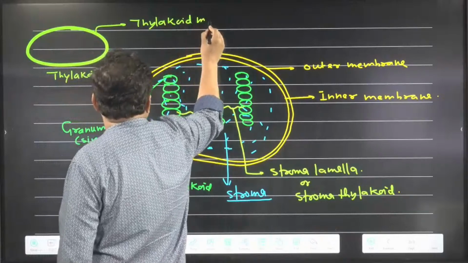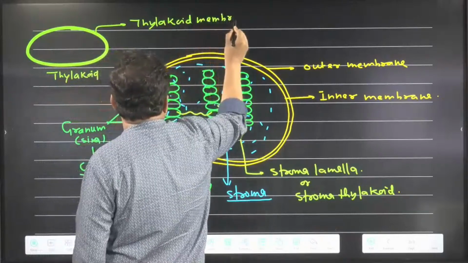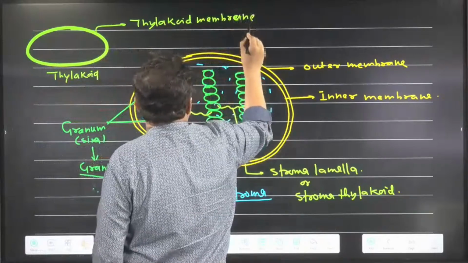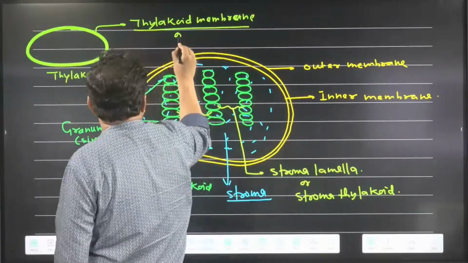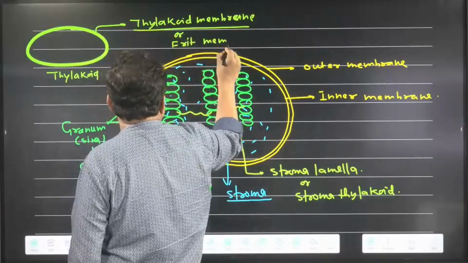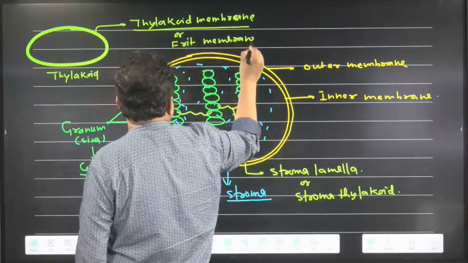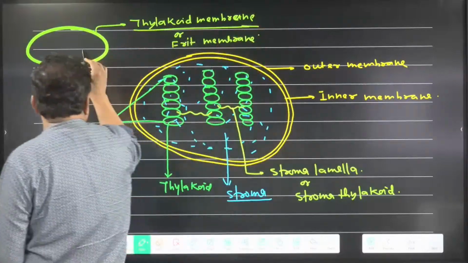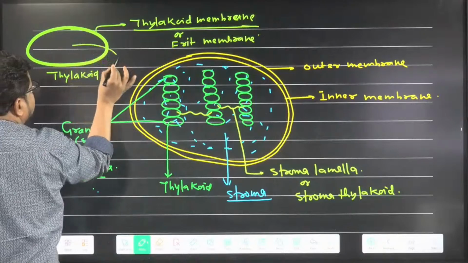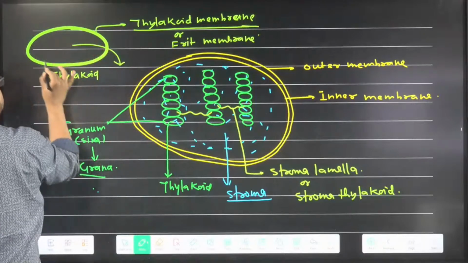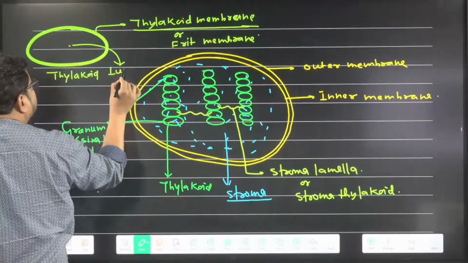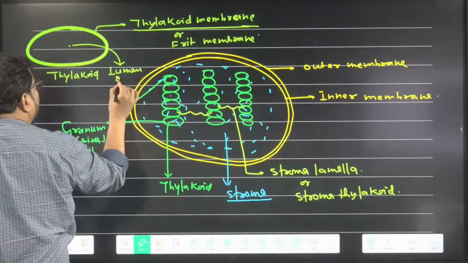Thylakoid membrane. Is it a single membrane or double membrane? Pin your answer. It is also called frit membrane. Single or double membrane? Pin your answer. I will see your side after writing. Now this structure inside the thylakoid membrane is the lumen of the thylakoid.